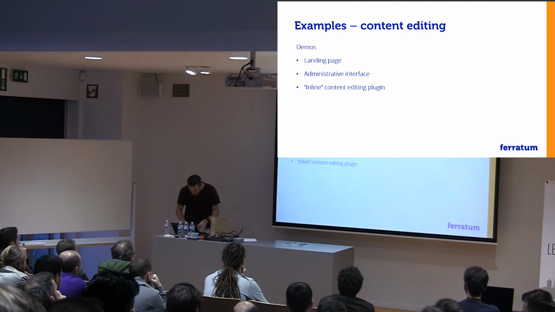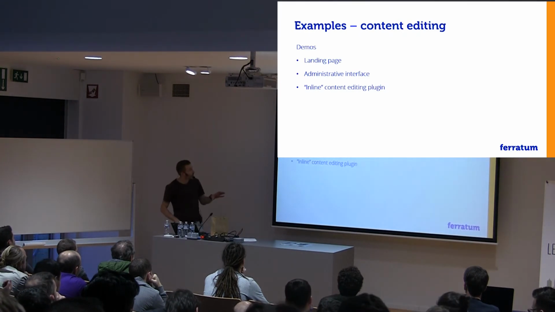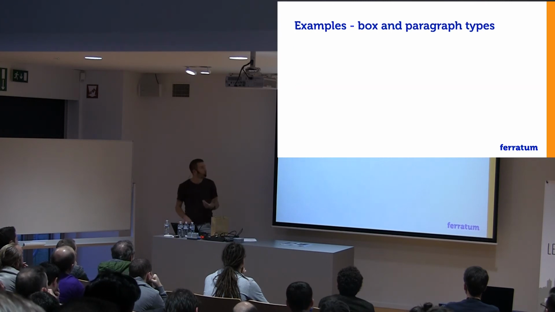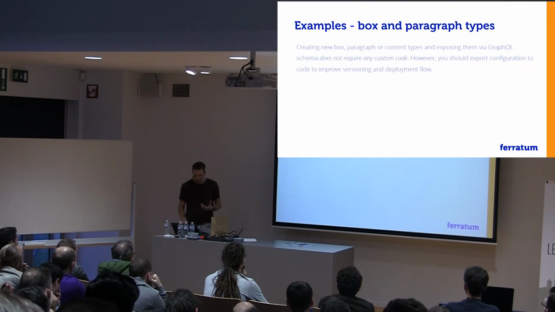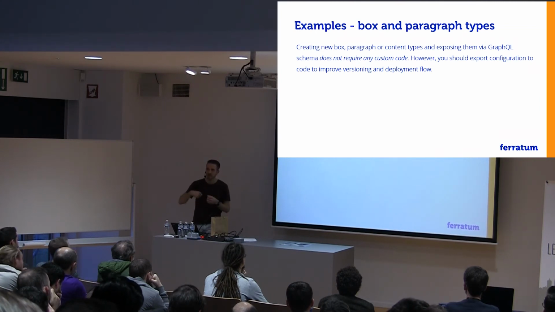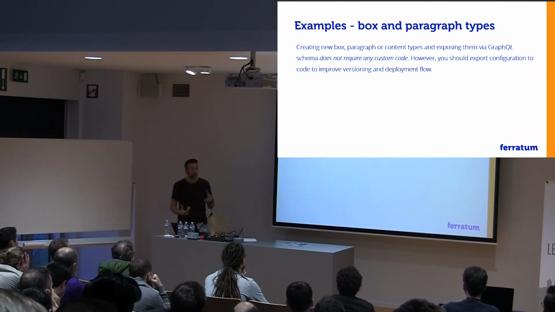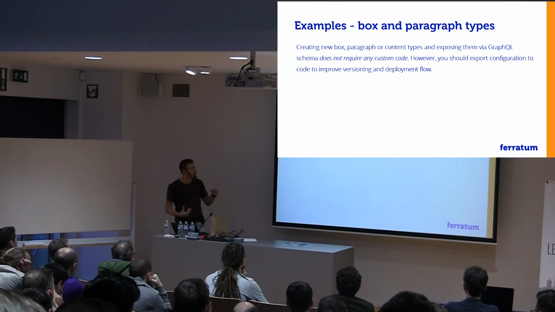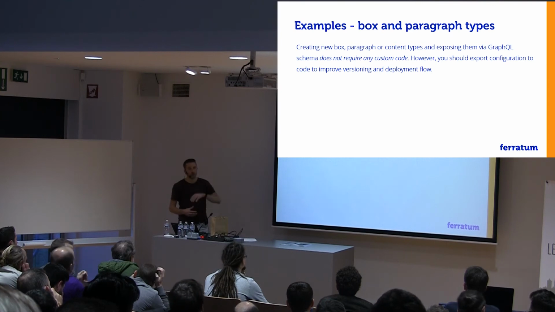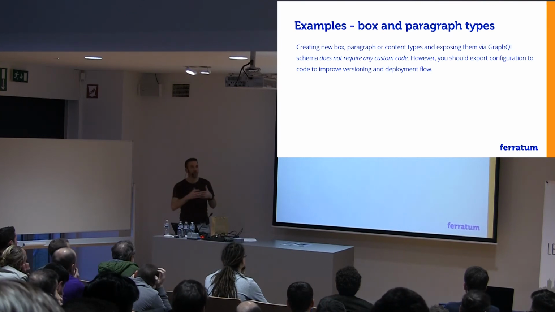Okay. So we have seen the examples, and now you may ask yourself, if you are not familiar with the GraphQL module, how much does it actually take to create, for example, a paragraph type and expose it via the GraphQL schema? The answer is it requires really not any custom code. The only code you will have is the configuration export.